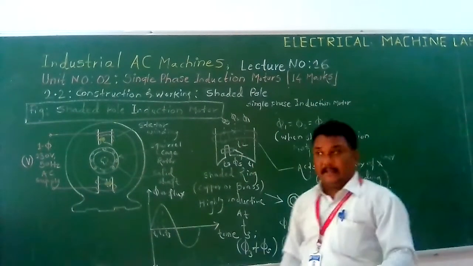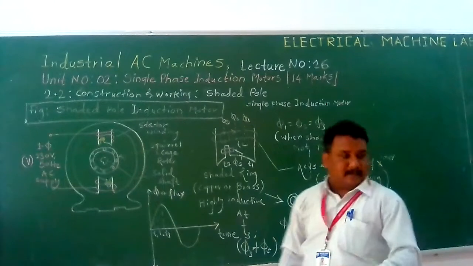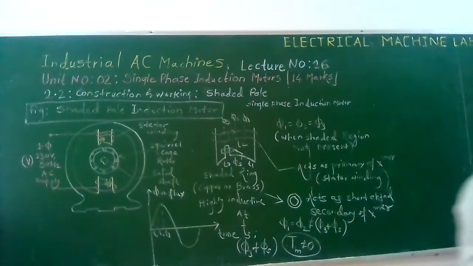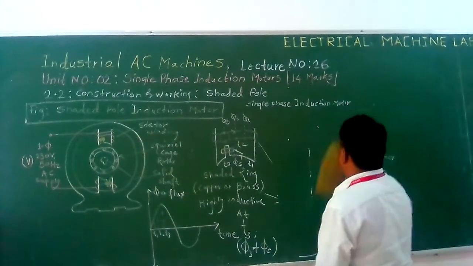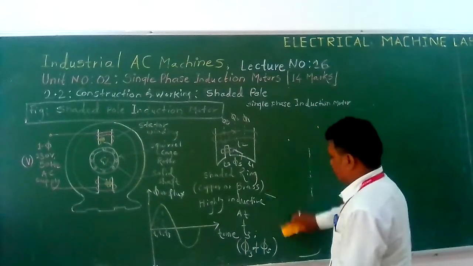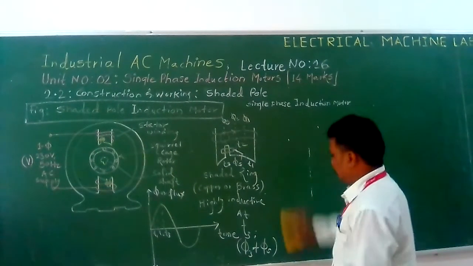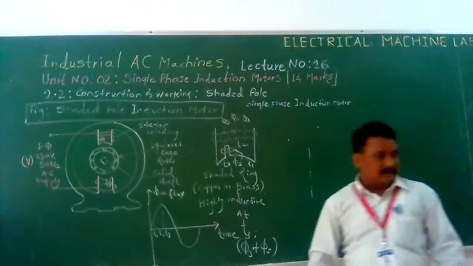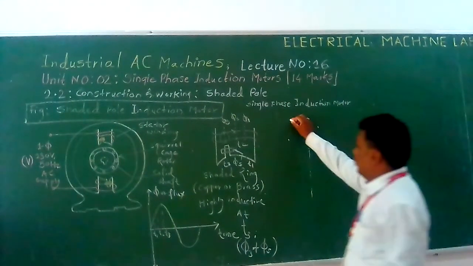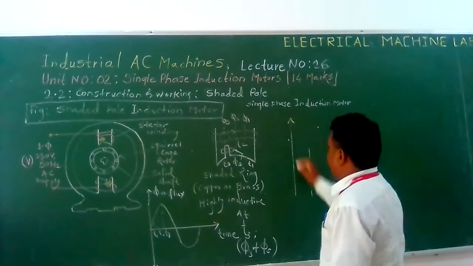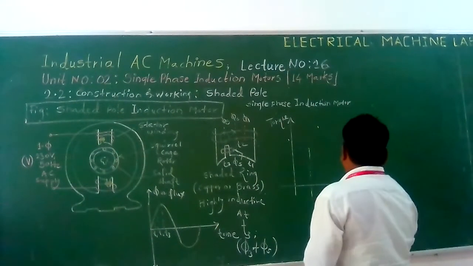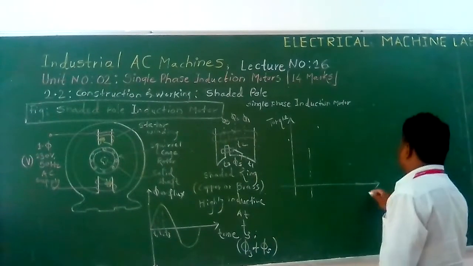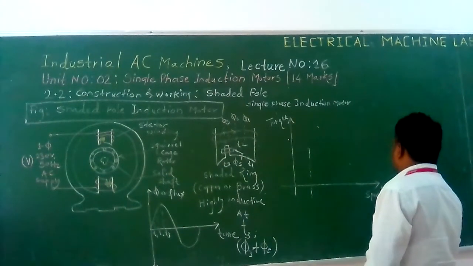Now we are seeing its torque speed characteristics. The y-axis is the torque, and the x-axis is the speed or slip.